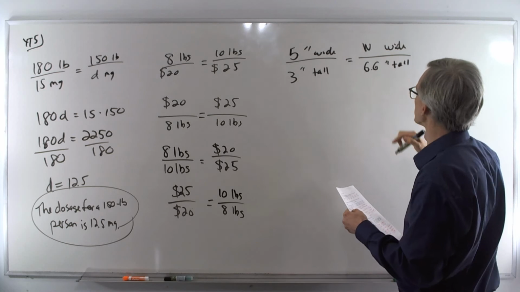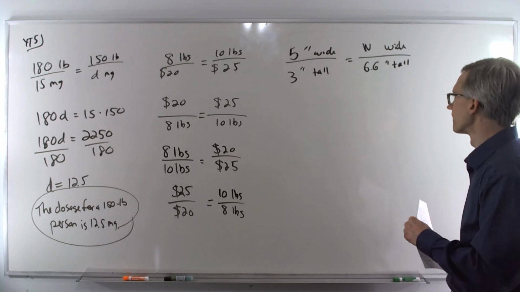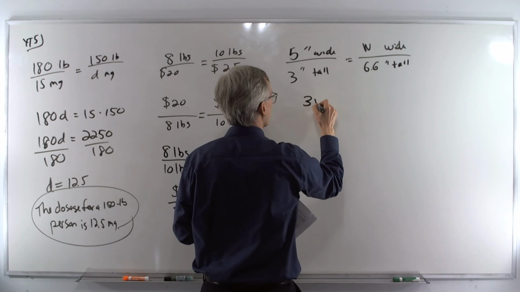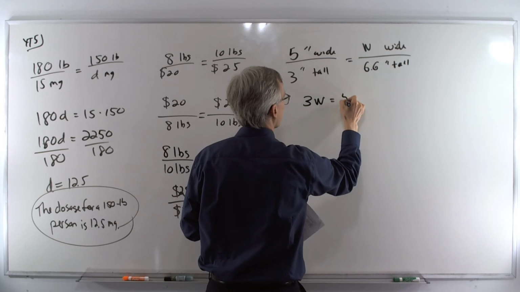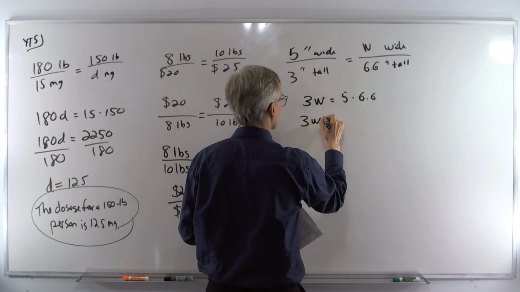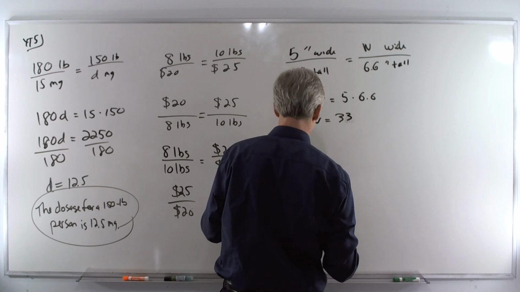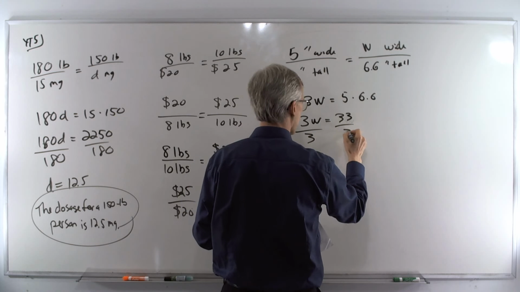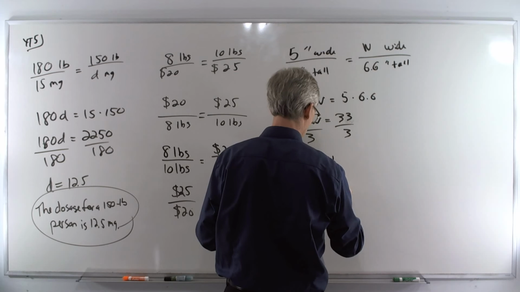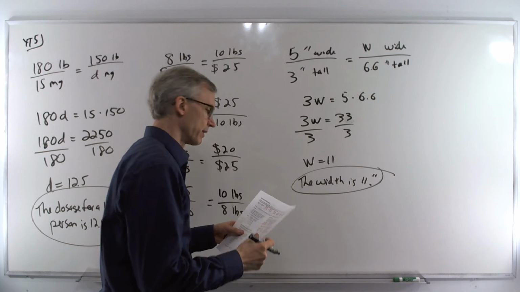So I'm going to go W inches wide. W is the width of the new picture in inches. All right, now we can go ahead and cross multiply. So this way I got 3W, and this way I got 5 times 6.6. All right, so that's 3W equals 33. And then divide by 3 on both sides, and W equals 11. So the width is 11 inches.